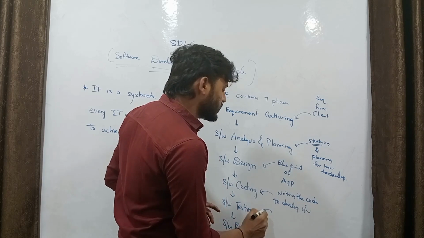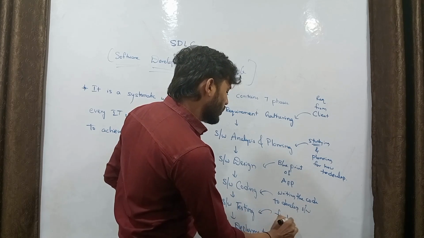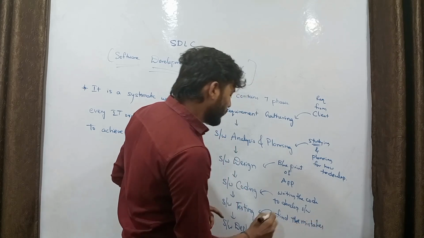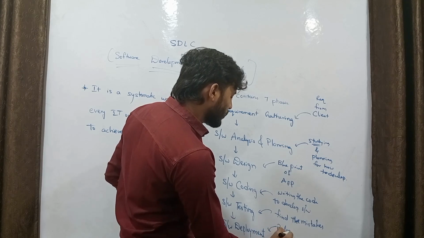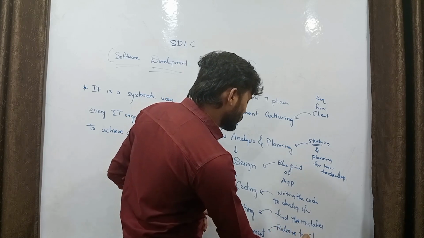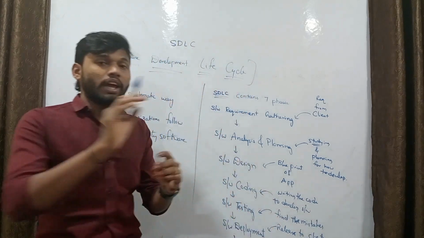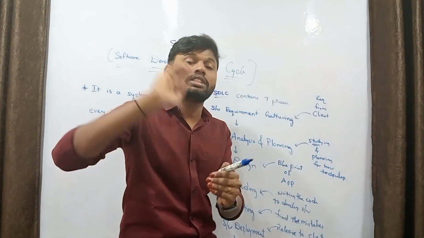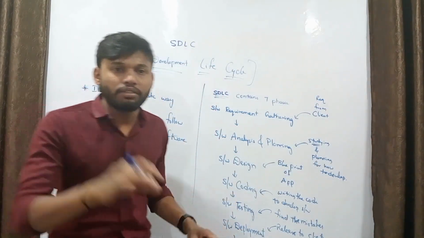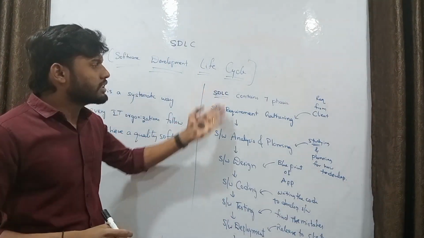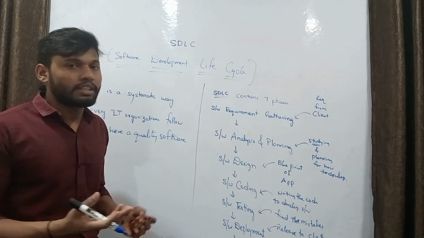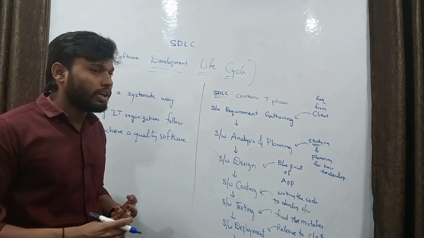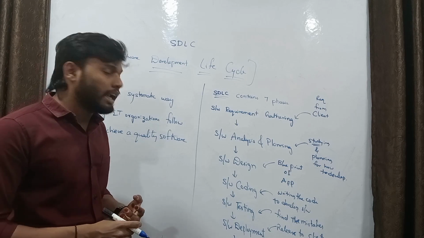Testing: inside testing we are finding the mistakes. And finally deployment means release to the client. And once we have released to the client, if the client requires any new requirement or has existing functionality issues, the maintenance team will take care of that. So guys, these are the 7 phases of SDLC: software requirement gathering and analysis, software design, software coding, software testing, deployment and maintenance.